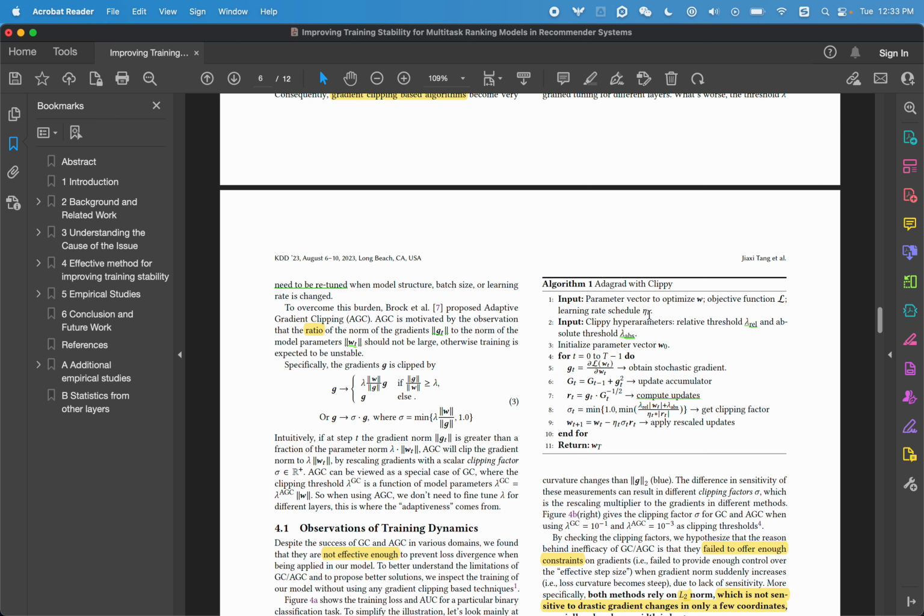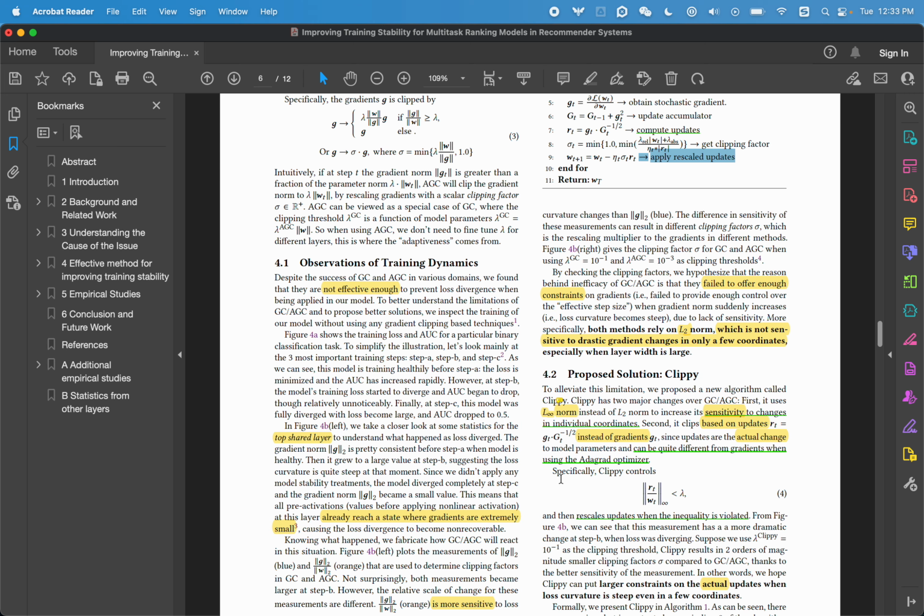So this is the update algorithm. This is pseudocode: you get a gradient, this is a step that belongs to Adagrad, this is calculating the update. Then it uses the update to calculate sigma. Sigma is the scaling factor. With all of that, you apply the rescaled updates, and you reapply it to the weights and update the weights.